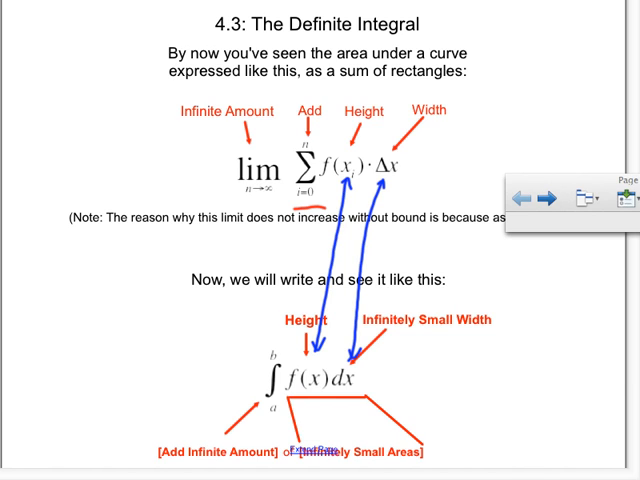Now, up here we had sigma. That elongated s right there stands for sum. It actually stands for summa, which is Latin for sum, but that's what it represents. So this means add up all of the infinitely skinny rectangles from a to b, and the result is the exact area underneath f of x. Okay? You guys have any questions so far?